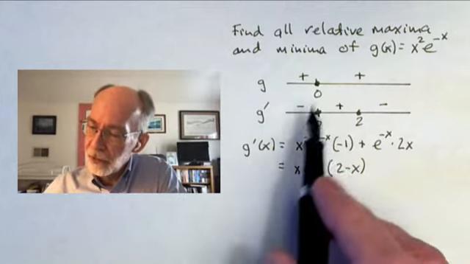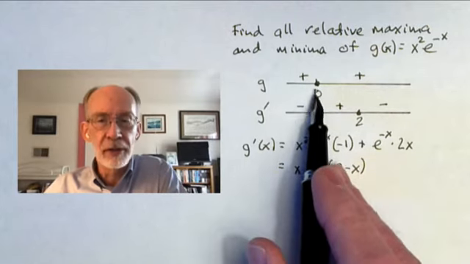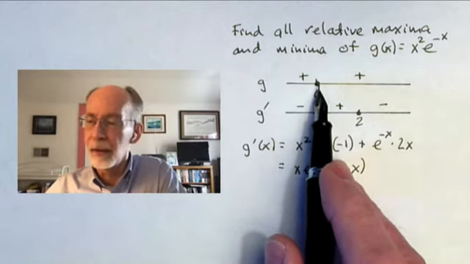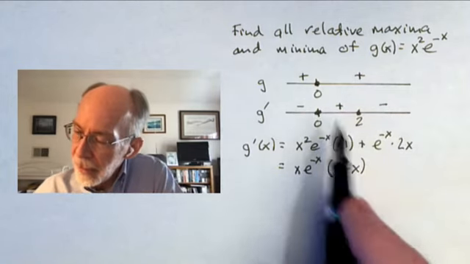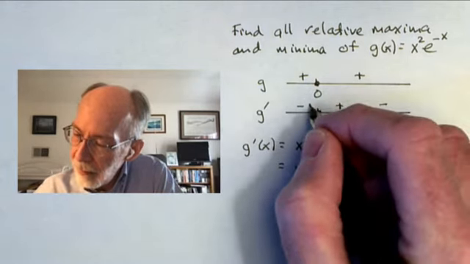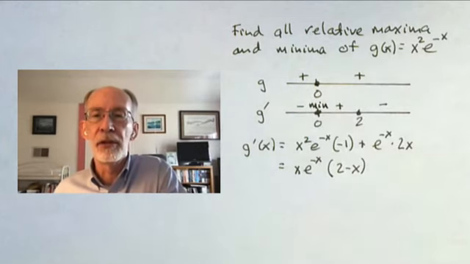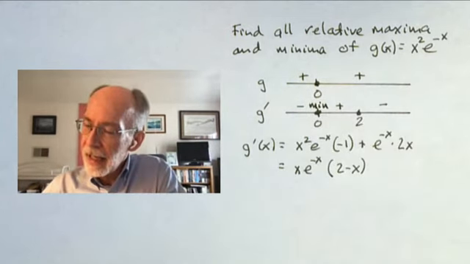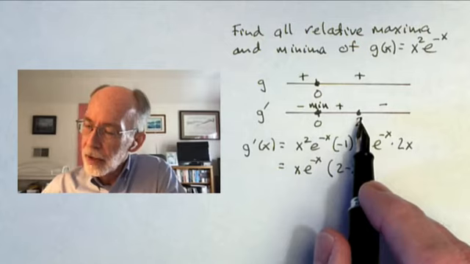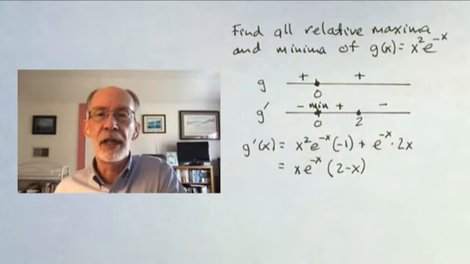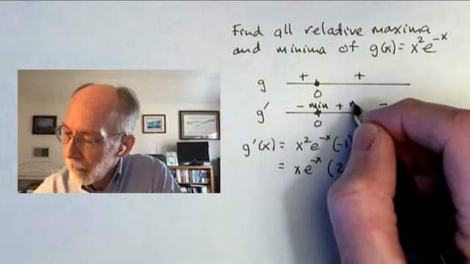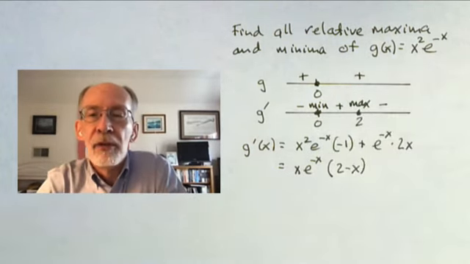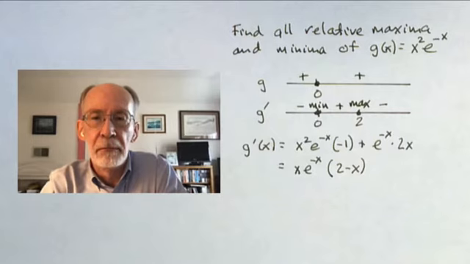I have a place at x equals 0 where the original function is continuous. It's continuous everywhere. And the first derivative is 0, but changing sign negative to positive, that will have to be a minimum of the original function g. And at x equals 2, g prime is 0, but changing from positive on the left to negative on the right. And that confirms that we have a maximum there.